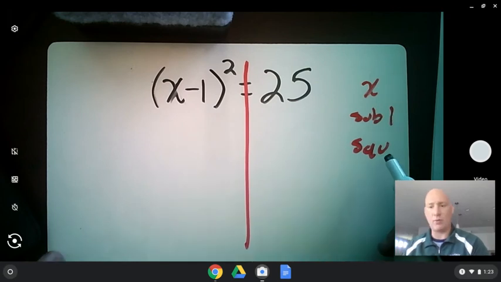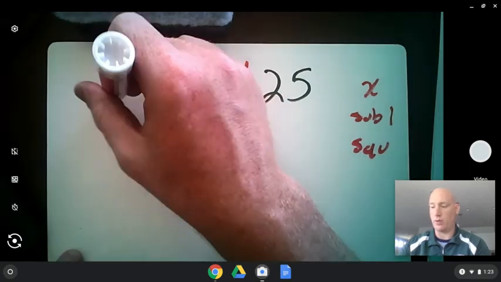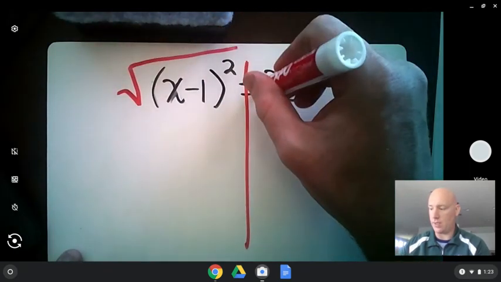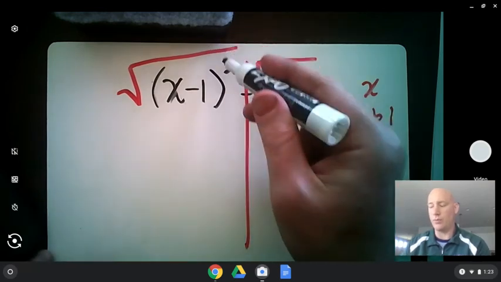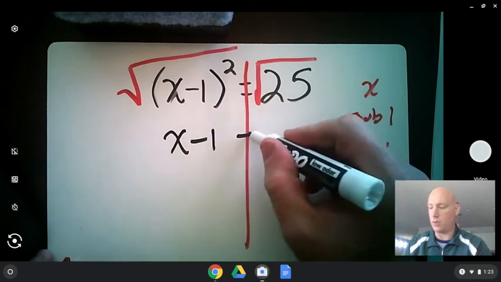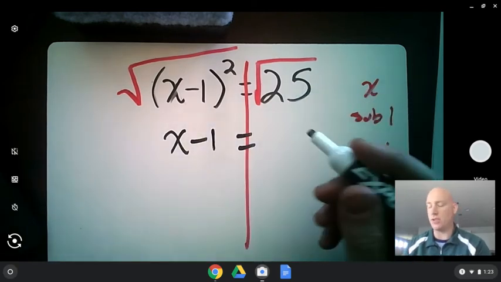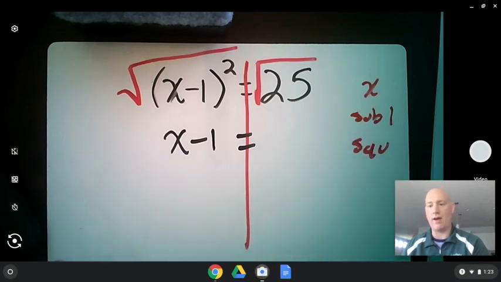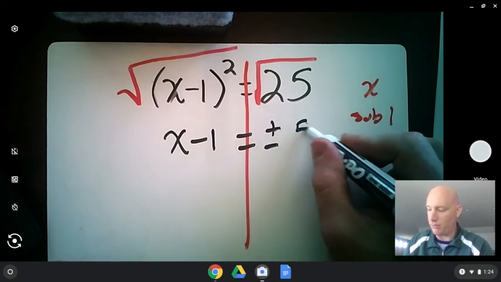The last thing that happened was it was squared, so I need to do the opposite of squaring, which is square root. If I do it to one side, I do it to the other. The square root and the square cancel, so I'm left with X minus 1 equals the square root of 25. Hopefully you have this one memorized and you know that the square root of 25 is 5. But since I introduced it, it's technically positive or negative 5.